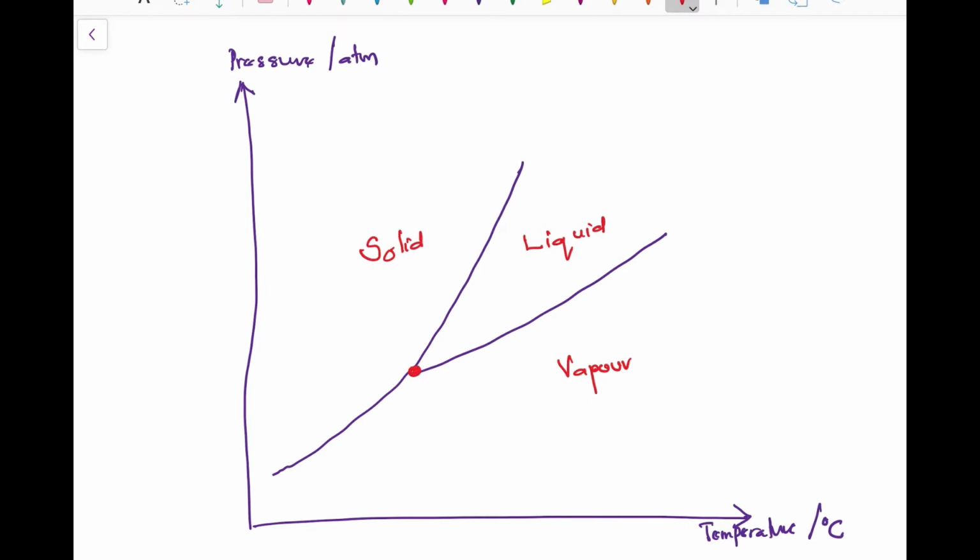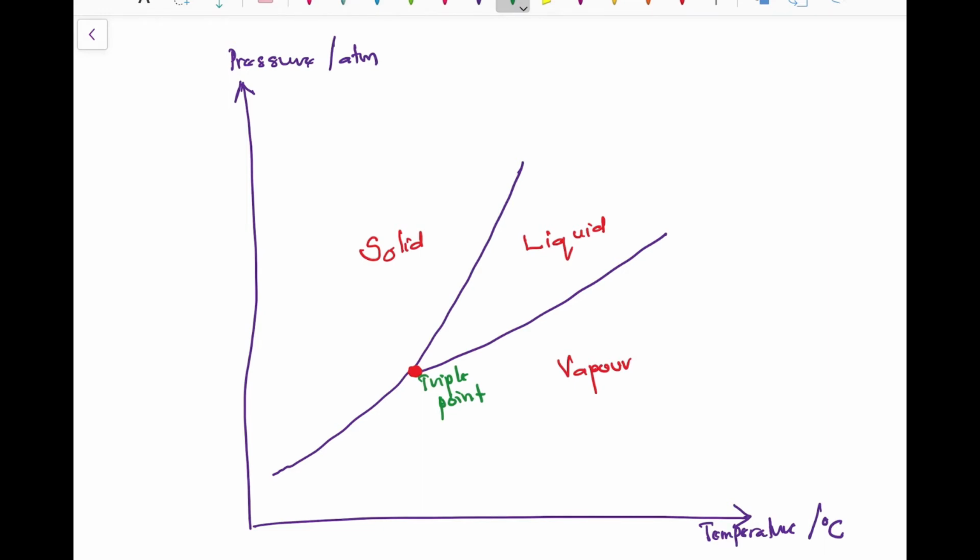The first one is this one. We call it the triple point. What does it mean by the triple point? The solid phase, the liquid phase, and the vapor phase of a substance exist in equilibrium.